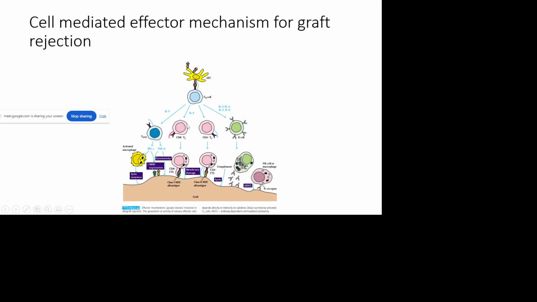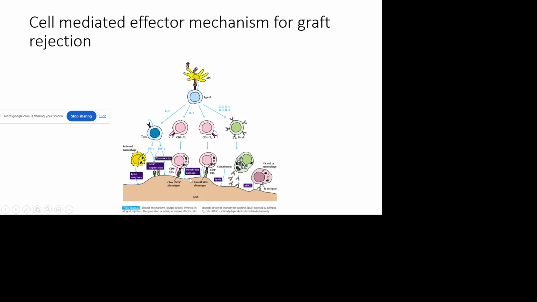IL-2 will be secreted, which will activate the CD8 plus cytotoxic T cell. So it will come, be activated, and bind to the graft tissue, which is presenting the antigen with class 1 MHC. That is recognized by the activated cytotoxic T cell, which is activated by the helper T cell. So now this activated cytotoxic T cell will come and show the cytotoxic effect on the graft, and the graft will be lysed, right?